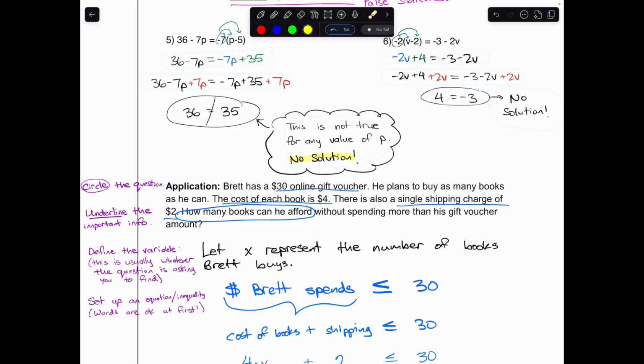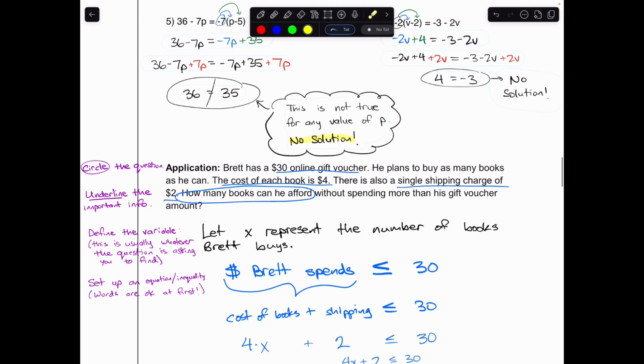After that, because this is a solve an equation type problem, we have a variable, so we're going to define it, and then we'll solve for it. So this is huge. If you circle the question and underline the important information, that's worth some credit. And then if you can say, hey, let x, or you could say b for books, whatever variable you want, just define it and say it represents the number of books that Brett buys.